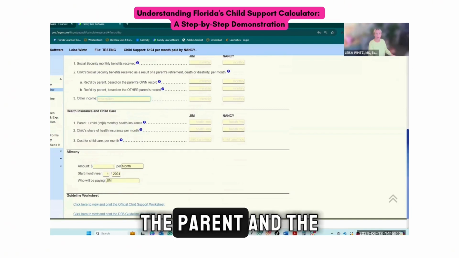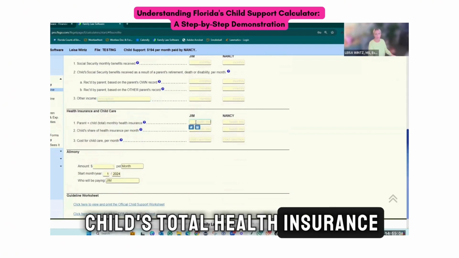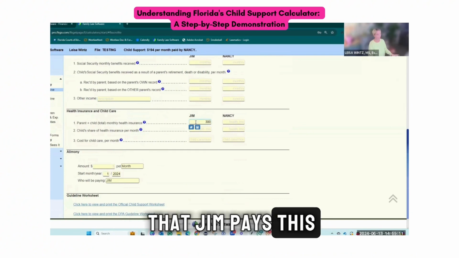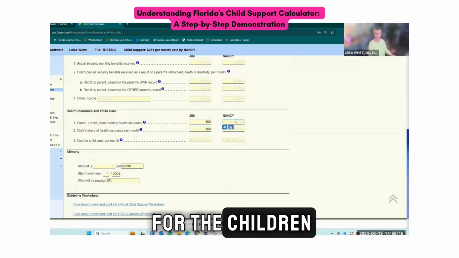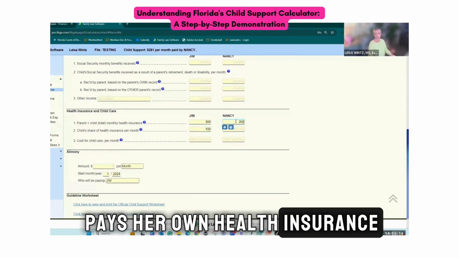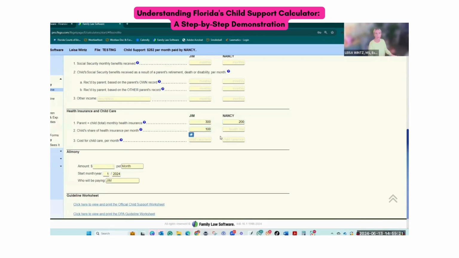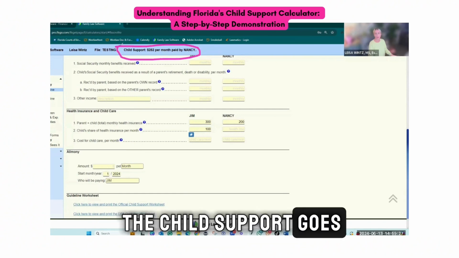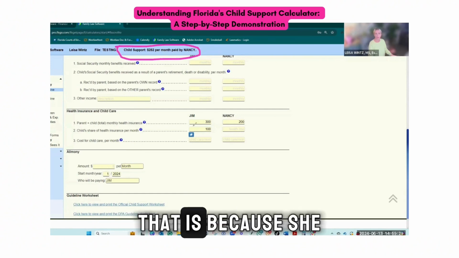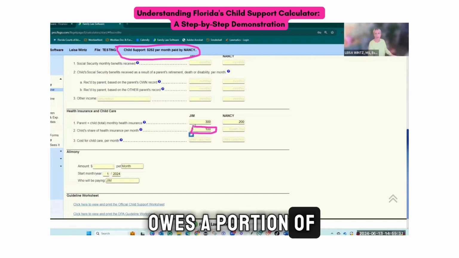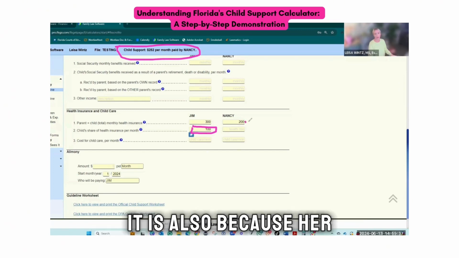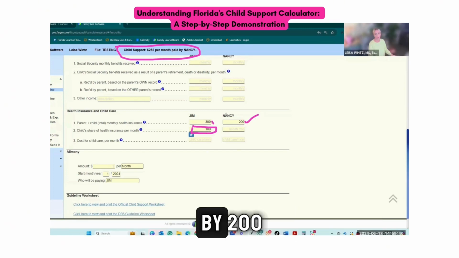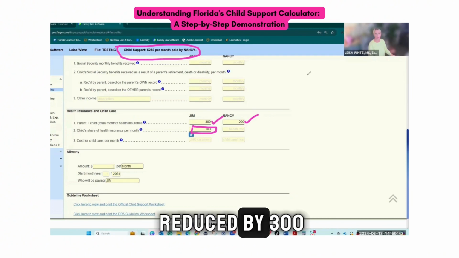Next, you're going to see the parent and the child's total health insurance per month. We'll say that Jim pays this and that it's $300 total, and of that, $100 of it is for the children. Let's say that Nancy pays her own health insurance and it's $200 a month. Once those numbers are plugged in, you will see that the child support goes up for Nancy. That is because she owes a portion of the children's health insurance amount. It is also because her gross income is getting reduced by $200 while Jim's is getting reduced by $300.